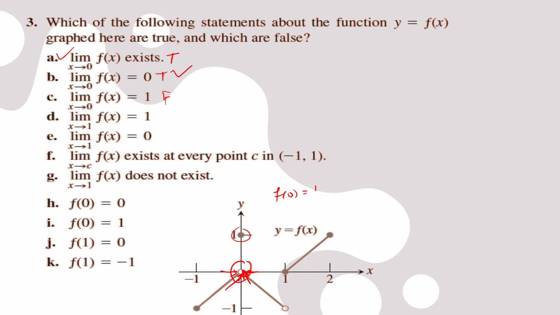If you talk about limit x goes to 1, the next part, so at x equal to 1, we are having a jump. You see that we have one part here, second part here. So there is a jump at x equal to 1. It means the limit at this point does not exist. So if the limit does not exist, can it be 1? The answer is obviously no. So this is false. Can it be 0? Again, no.